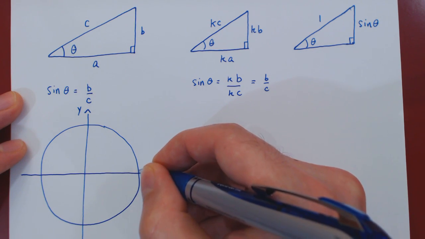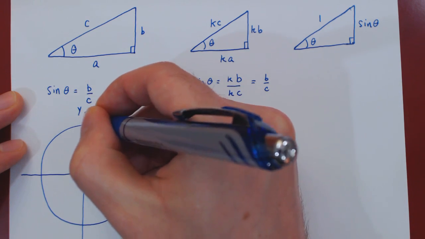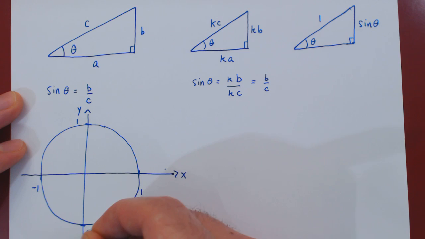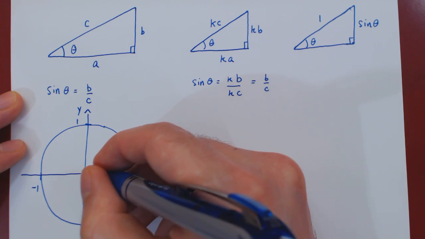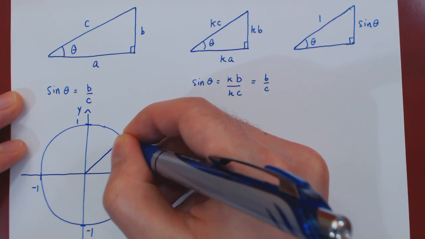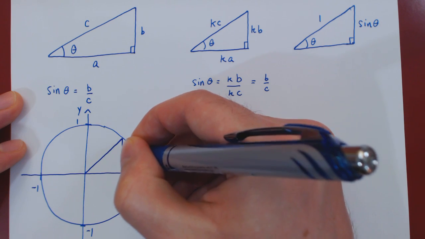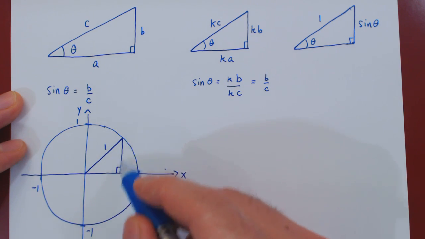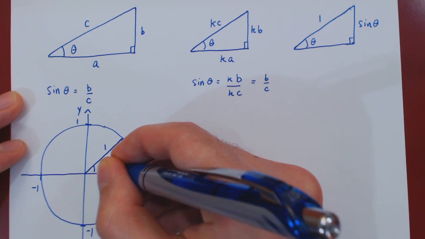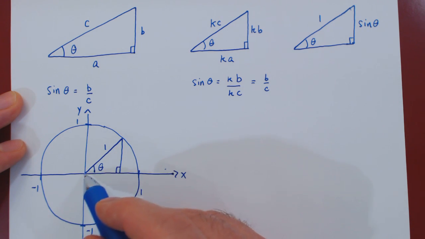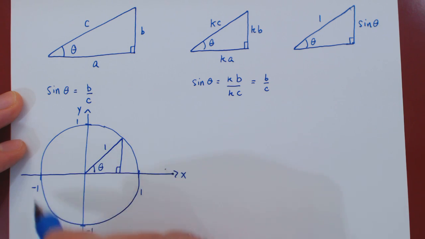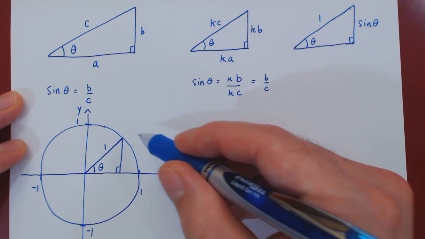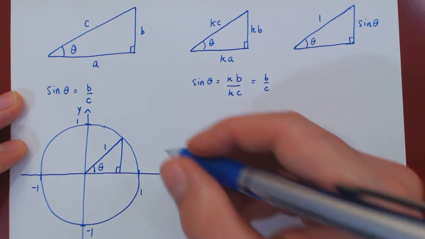So we have a circle of radius 1, so the intercepts are 1 and negative 1. And again, we pick a right triangle with a hypotenuse of 1. So this fits perfectly in our unit circle. The hypotenuse being 1 ends up being the radius of the circle, and again, sine of theta is the height of the triangle.